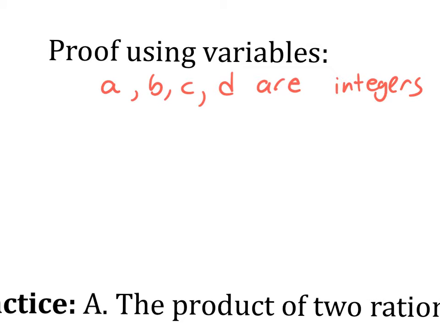Which means I can make each one of these into a fraction. For example, A over B plus C over D. Each one of these is rational because it's an integer divided by an integer.